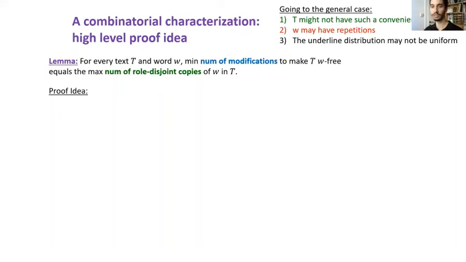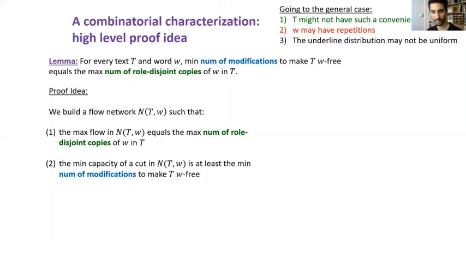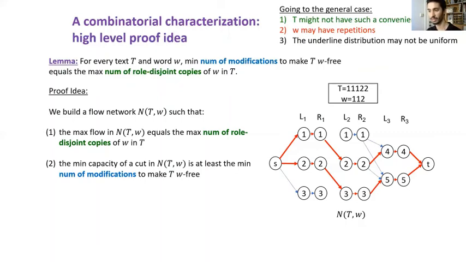Due to lack of time, I will not describe the details of the proof for this lemma, this combinatorial characterization, but I will say a few words about the high-level proof idea. So we built a flow network called N_{T,W} such that, first, the maximum flow in the network equals the maximum number of all disjoint copies of W in T. And second, the minimum capacity of a cut in the network is at least the distance of T from being W-free. Just to give you a feeling, here is the construction of N_{T,W} for the example in the previous slide.